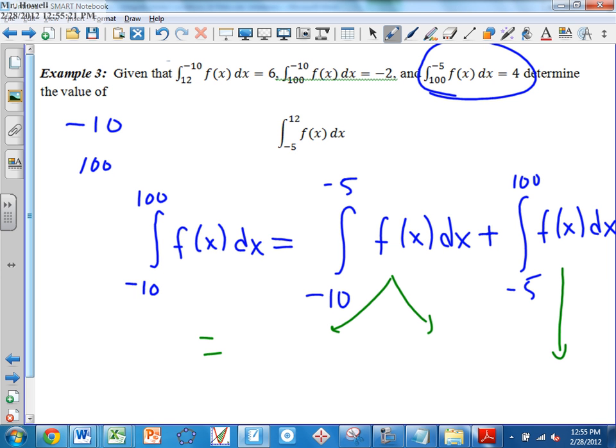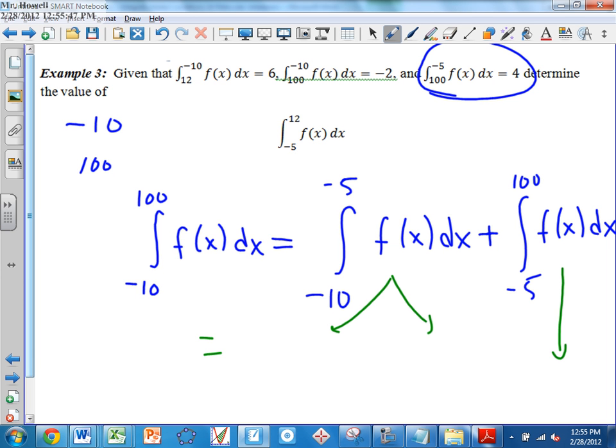Okay? I also know the integral from negative 10 to 12. I also know the integral from 5 to 100. So I've got a lot of stuff going on here. But I want to go from negative 10 to negative 5. So for this one, I have to break this up into different parts, but it doesn't look like I have any of them at first.